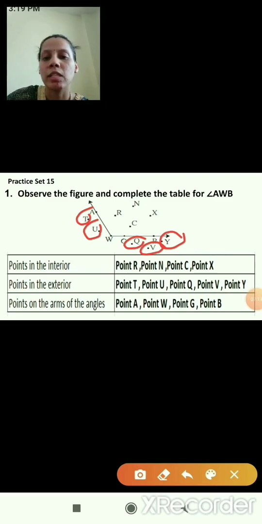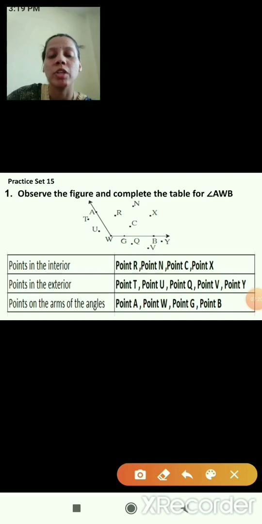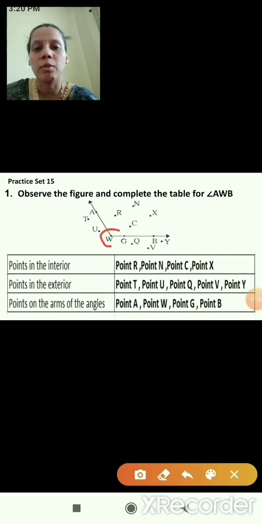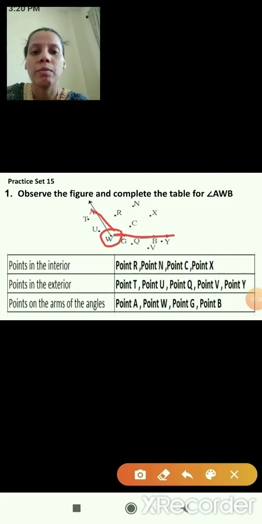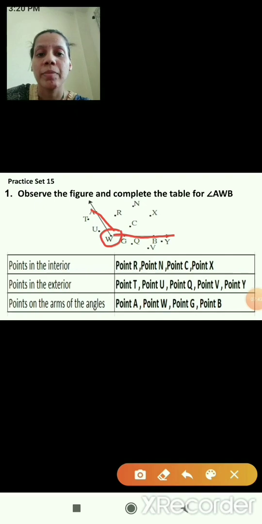Now we'll see the points on the arms of the angle. Which points are there on the arms of the angle? First let me know which are the arms here. This is angle AWB. Which is the vertex here? Point W. Then which are the arms of angle AWB? That is ray WA and ray WB. So these are the 2 arms of the angle.